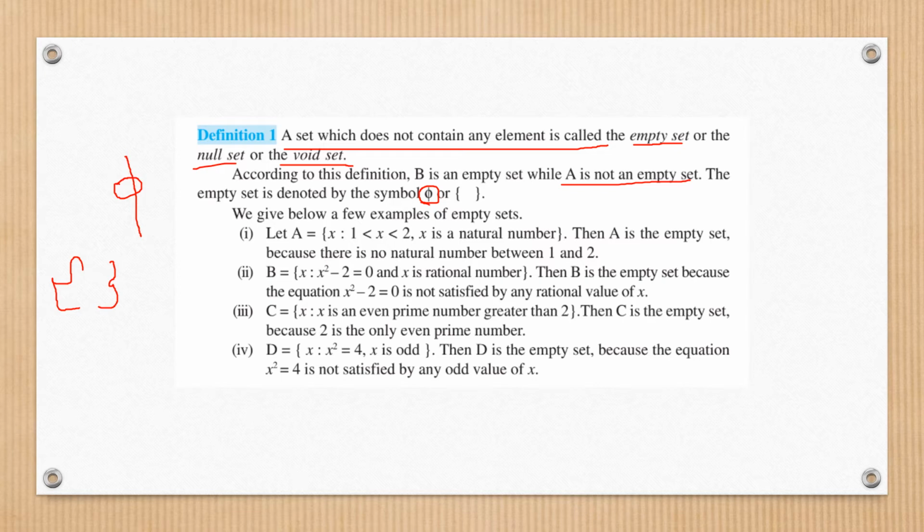So take a few examples, like A is such that x lies between 1 and 2 and x is a natural number. Now you know, greater than 1 and less than 2 there is no natural number. First is 1, then is 2, okay. So this is an empty set, right?